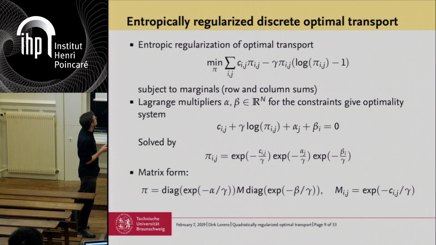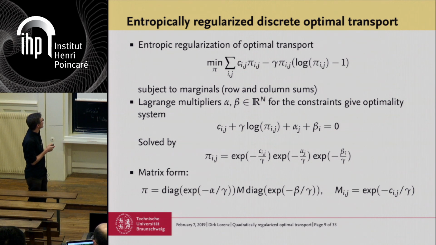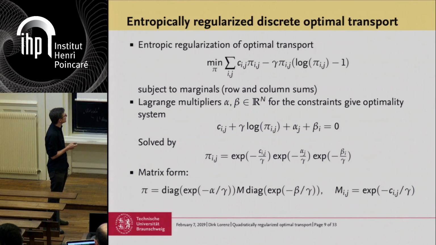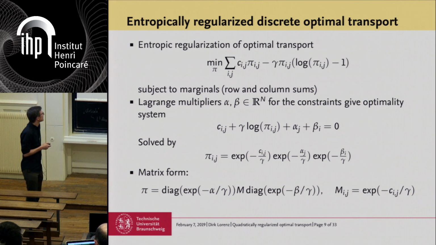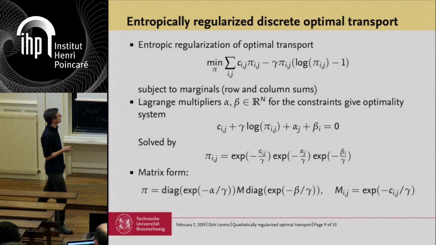So in the end, this optimal transport problem boils down to finding these two diagonal matrices, which you multiply from the left and from the right to this given matrix, such that pi has the correct marginals, which means the correct row sums and column sums. That's all you need to do. Find these vectors alpha and beta such that the result has the correct row sums and column sums simultaneously.